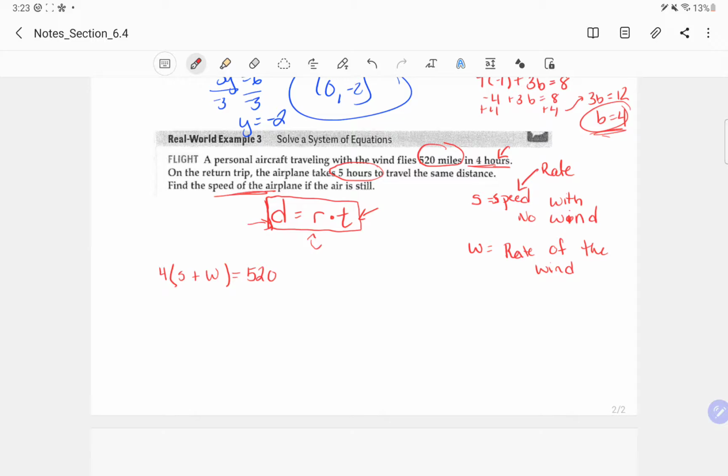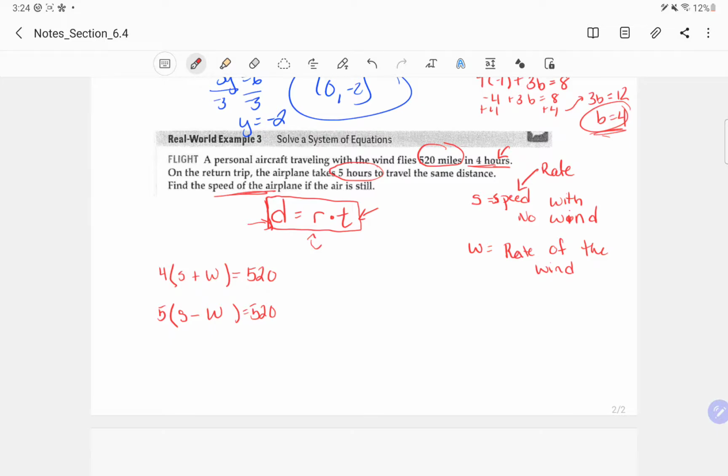And then on the way back, my time was 5 hours. Okay, my distance was still 520, but this time I was traveling against the wind. Okay, so I have my speed of my airplane, but the wind is working against me, so I'm going to subtract the speed of the wind. Okay, now I'm going to solve these. To solve these, you have two options. You can distribute, or you can simplify.